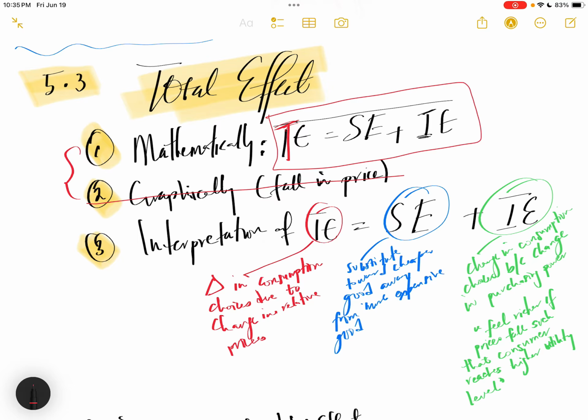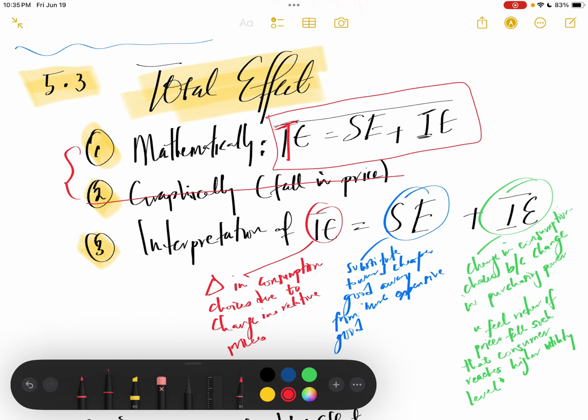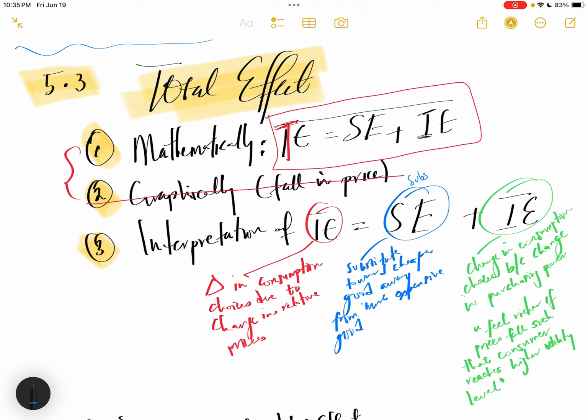Okay, so there is a change in the optimal consumption choice due to the change in relative prices. What I mean is because the price of good X fell, we see a movement from bundle A to bundle B. That was what we saw in the drawing a few minutes ago. You can go back and look at it. Now, that total effect is the sum of the substitution effect, SE, right? Substitution effect. Let me write that out. Substitution effect.